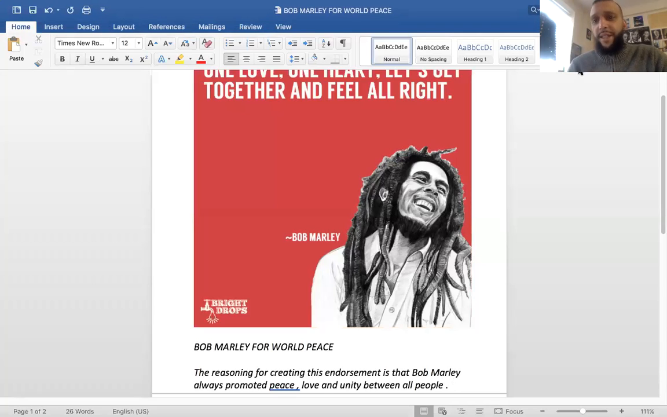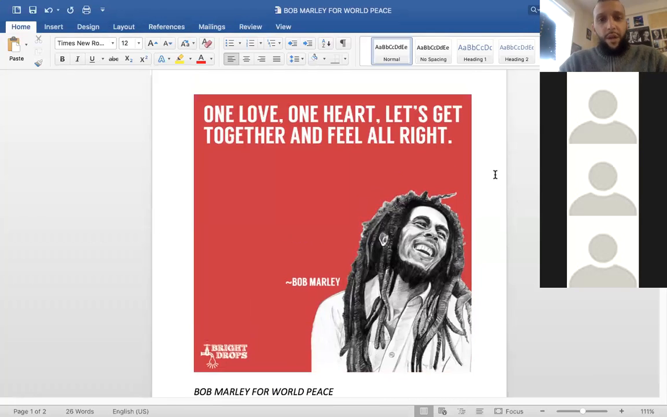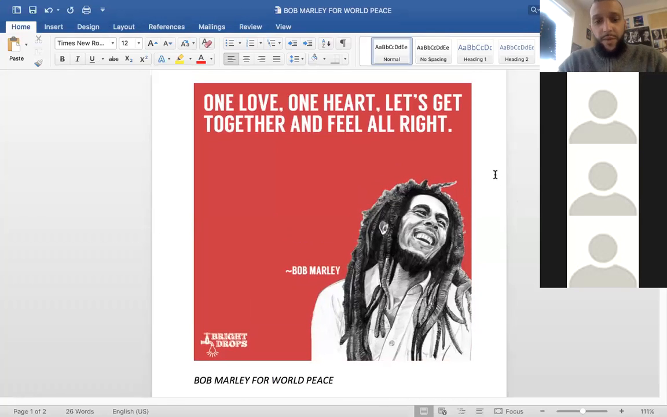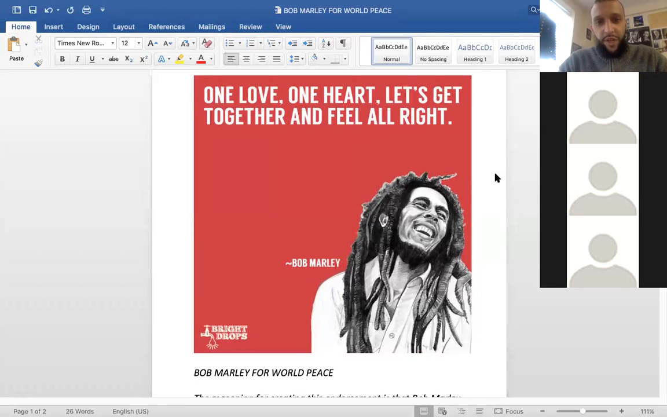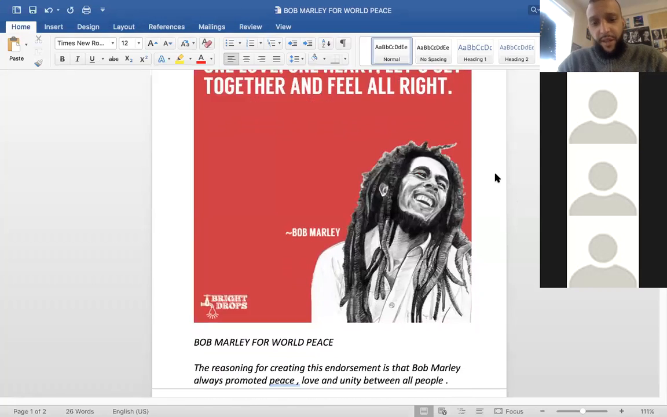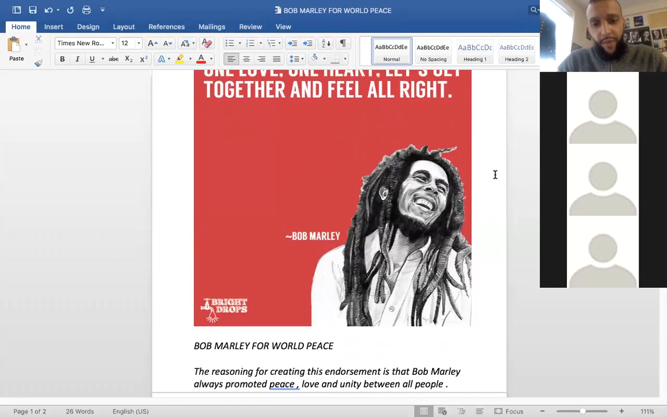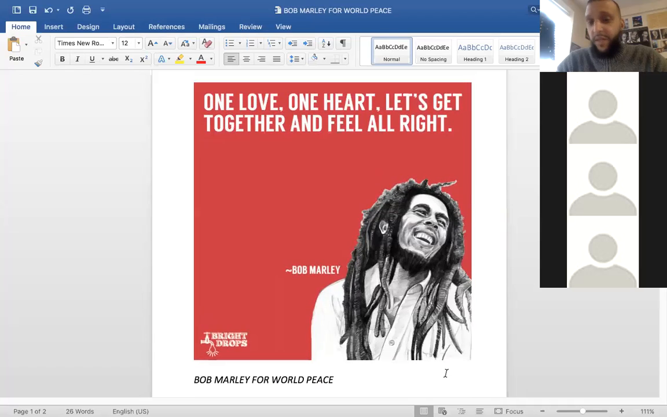We're using this class as a demonstration on how to create an advertisement for your checkpoint number two. So Zanelia, I'm showing you here, we took a nice quote, right? We have a picture of our celebrity, and then we have a simple reasoning why. The reason for creating this endorsement is that Bob Marley always promoted peace, love, and unity between all people. It's as simple as that.